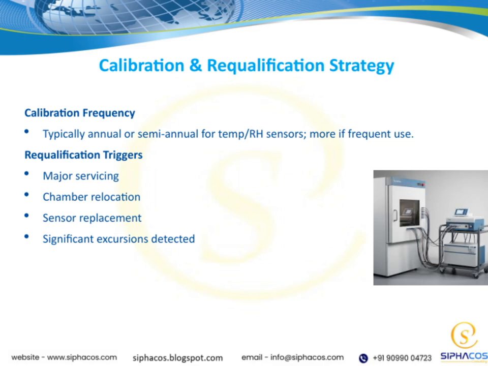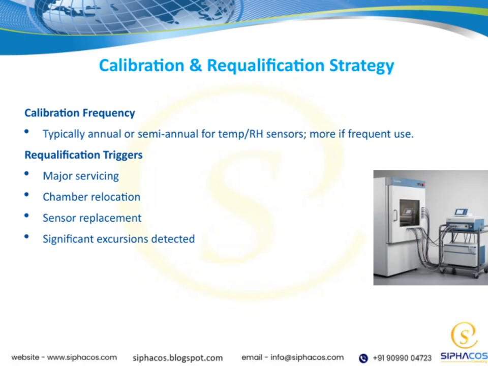Now, moving on to requalification triggers, these are the key events that would prompt us to recheck and validate our systems. Major servicing of the equipment is a clear trigger. If any significant maintenance is performed, it's important to requalify. Similarly, relocating the chamber is another trigger since moving equipment can affect its calibration. Sensor replacement is another obvious trigger. Whenever we swap out sensors, requalification ensures they're functioning correctly.